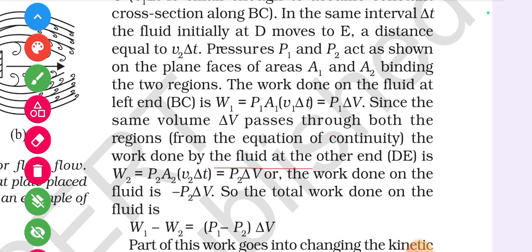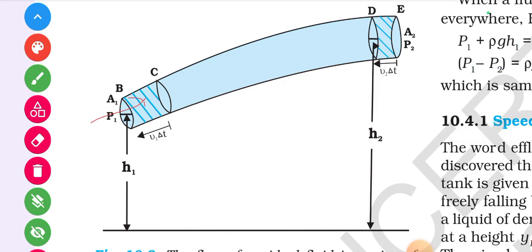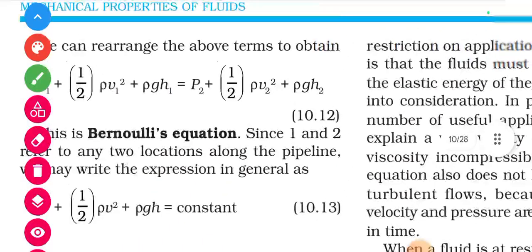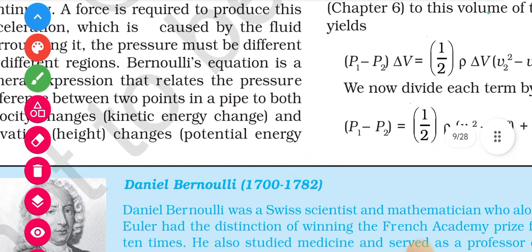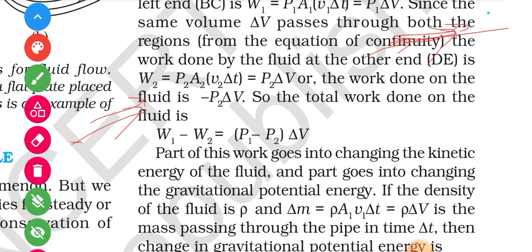The work done by the fluid at the other end is W2. What is the work done by the fluid at the other end? Here work has been done on the fluid to accelerate it. At the other end, the fluid will exert a certain force on the neighboring fluid. How much work will it be doing? Again, force times the displacement, and force is P2 A2 in that case, P2 A2 and v2 delta t. It is the same as above.